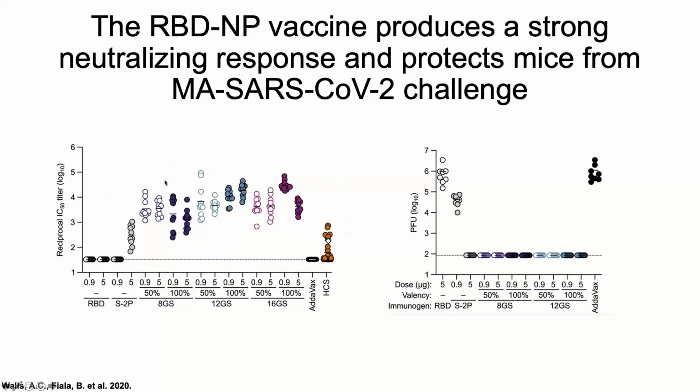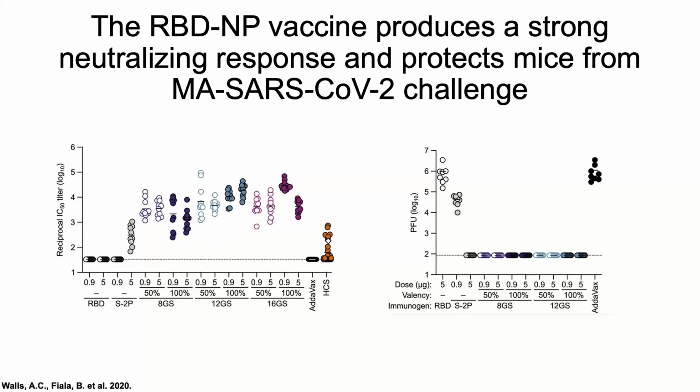Not only were they able to elicit highly potent neutralizing titers, they also protected mice from infection with mouse-adapted SARS coronavirus 2. So what you can see is that the receptor binding domain alone has full infection. There we can detect viral RNA copies in the nose and lungs. The low dose of the SARS-2 spike, the 2P spike protein, has some breakthrough as well. The high dose of the spike protein is fully protected, and all doses and all iterations of the receptor binding domain nanoparticle are fully protected in mice.